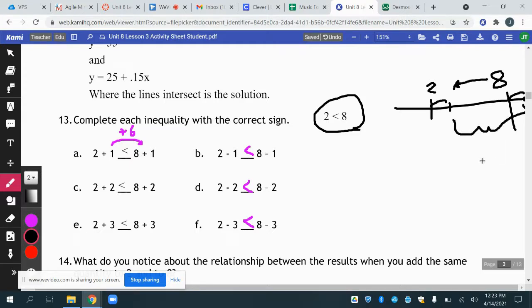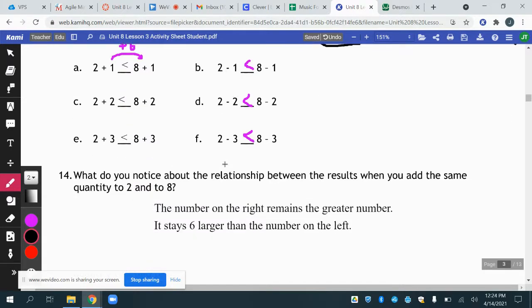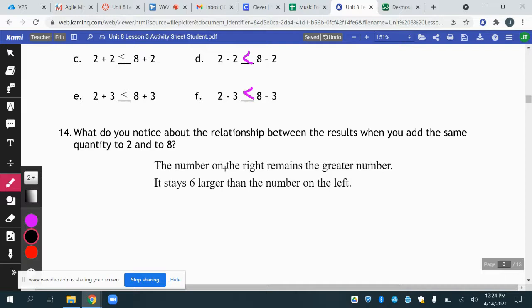I can't write, but you get the idea. Okay, so what does that mean? Well, that means that this will always point the same way. So when I'm adding the same amount to both sides or subtracting the same amount from both sides, it always points to the left because the smaller number stays in the same spot. And that's what this says right here. The number on the right remains the greater number. It stays 6 larger than the number on the left.